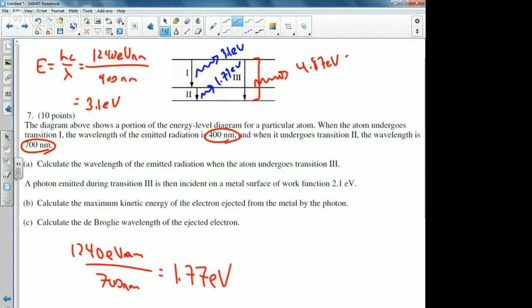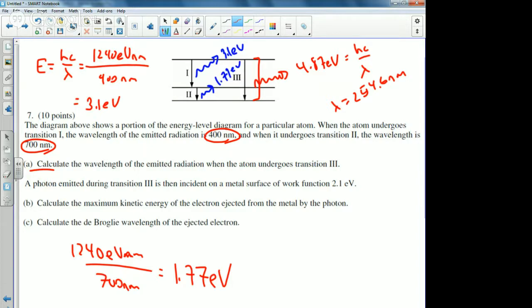Well, we set that back equal to hc over lambda. So lambda is 1240 divided by 4.87, which is 254.6 nanometers. Okay, so that's the answer to part A: 254.6 nanometers.